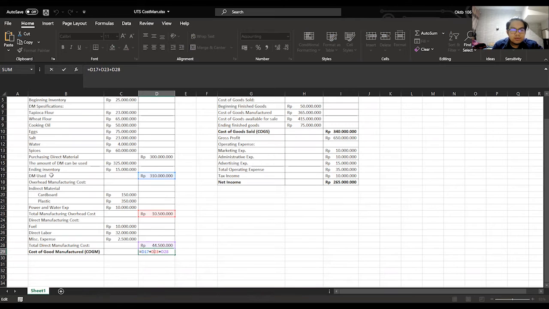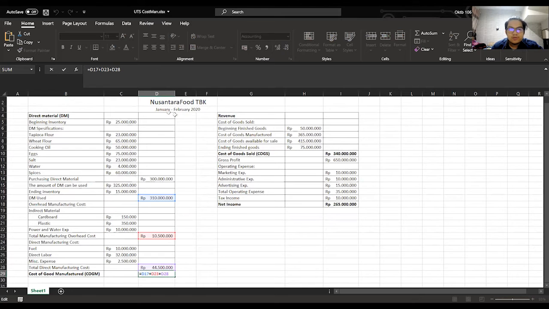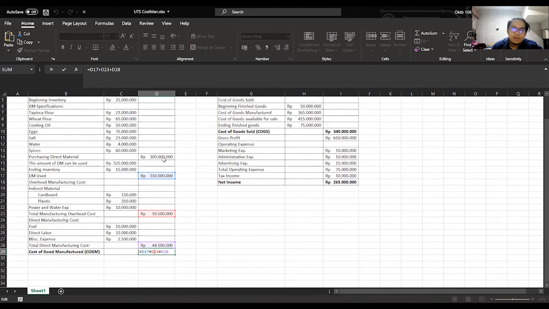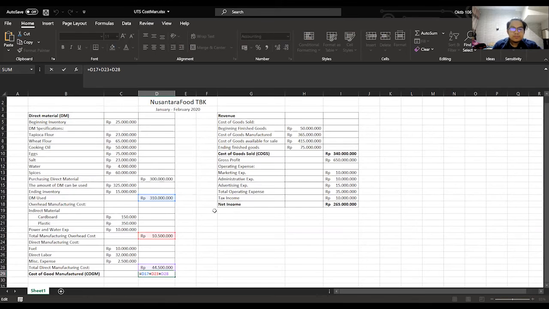So we need the direct material used, then total manufacturing overhead costs, and lastly total direct manufacturing costs. But before we move to the right section, I need to tell you that usually, in other statements, after the total direct manufacturing cost there is work in process. But because in the previous production we didn't have any work in process goods, we didn't include any of that in this statement.